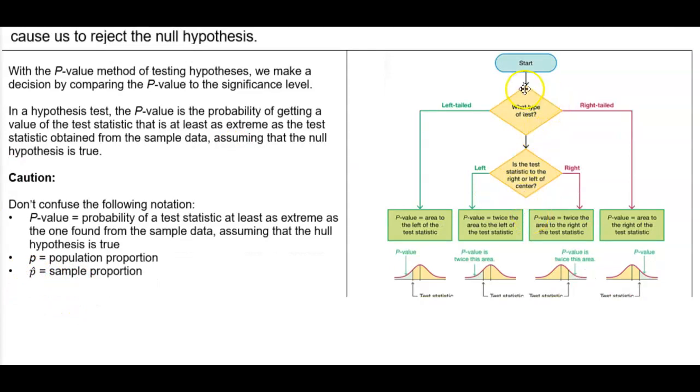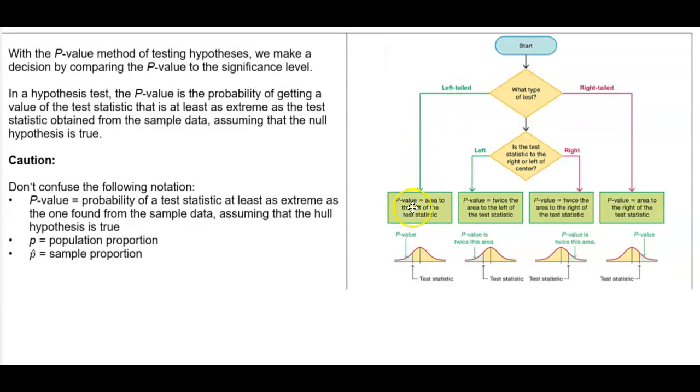Now, over here to our right, we can see a flow chart to talk about this and what it looks like for the p-value. In order for us to start, we need to figure out what type of test. Is it a left tail test? Is it a right tail test? Or is it a two-tail test? Okay, so if it is a left tail test, you see that the p-value is going to equal the area to the left of the test statistic. So here's your test statistic, and then the area to the left of that would then be the p-value.